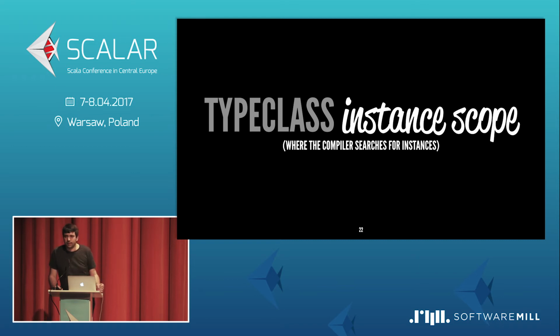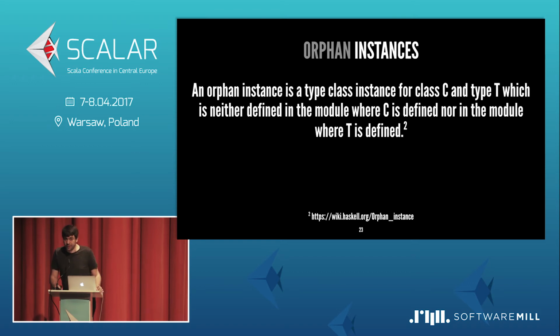And so let's look at instance scope, where this search for implementation is done. First of all, a definition: Orphan instances. An Orphan instance is any type class instance that's defined neither in the same module as the class or the type, nor in the same module as the type class itself. So if you have a file or module that defines the type class, somewhere the trait, and you have a module somewhere else that defines your square or circle, if you don't define the instance for square or circles in any of those files but somewhere else, that would be an Orphan instance.